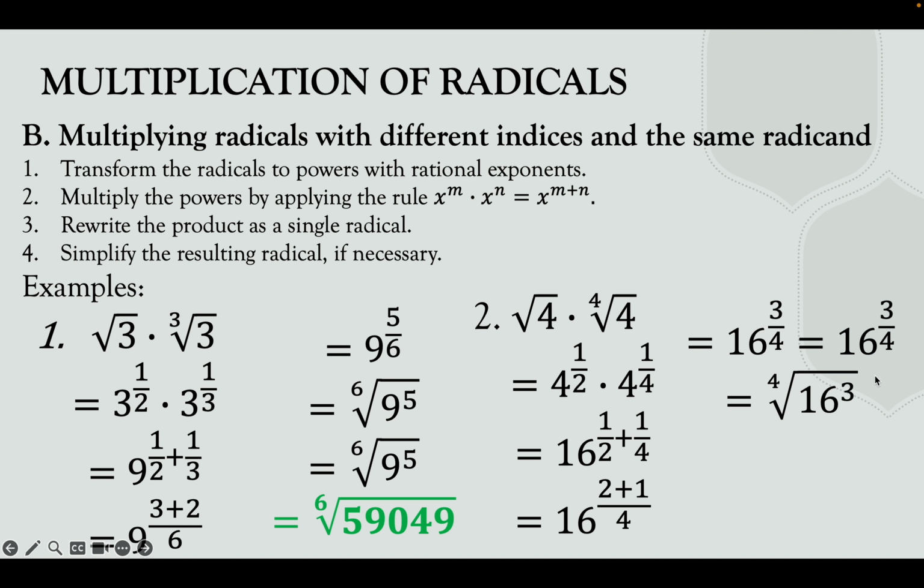And then we change this one into radical form. We have 4th root of 16 raised to 3. 16 raised to 3 is 4,096. That means we have 4th root of 4,096. We can find the 4th root of 4,096. So we can raise that one into 8 raised to 4 because 8 times 8 times 8 times 8, we have 4,096. And then to simplify this one, we can cancel this 4th root and the exponent 4. So the remaining answer here is 8.